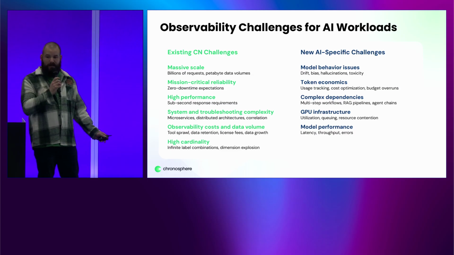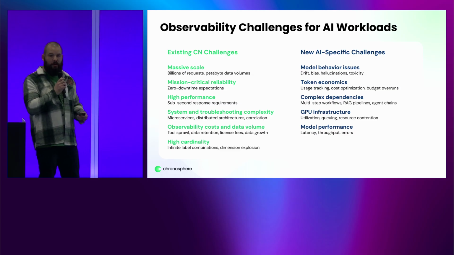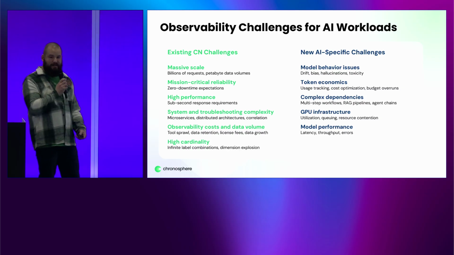Going into a little bit more depth on those challenges, what we're seeing in existing large cloud-native workloads: massive scale, really mission-critical reliability, high performance, a lot of troubleshooting complexity across distributed systems, observability cost and data volume control, and then managing cardinality as your infrastructure changes.